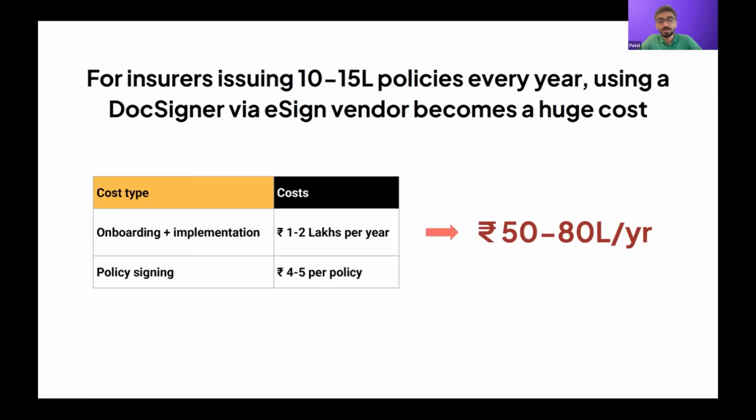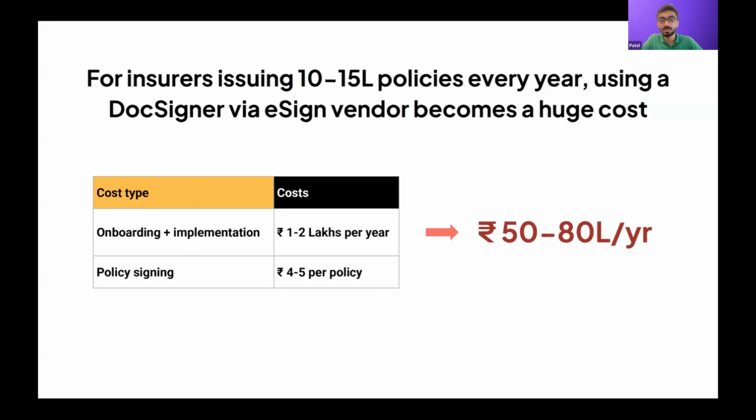DocSigner utilities cost money to set up and operate. This is an illustrative figure on screen based on what a client has told us from an old vendor. What they end up paying is about 1 to 2 lakhs per year as a license, and about 4 to 5 rupees per policy on which the DocSigner is affixed.